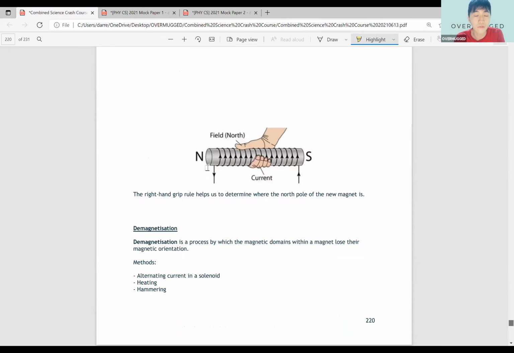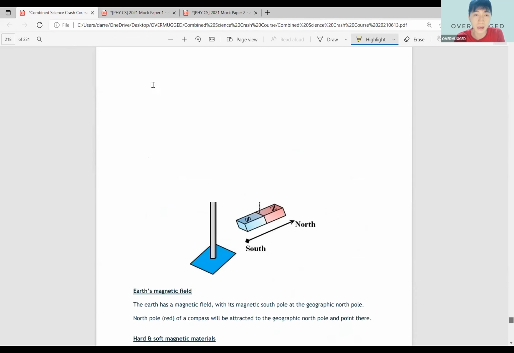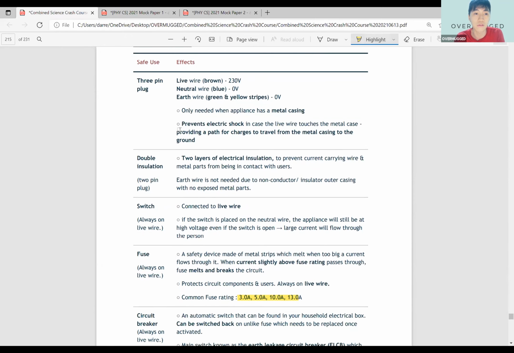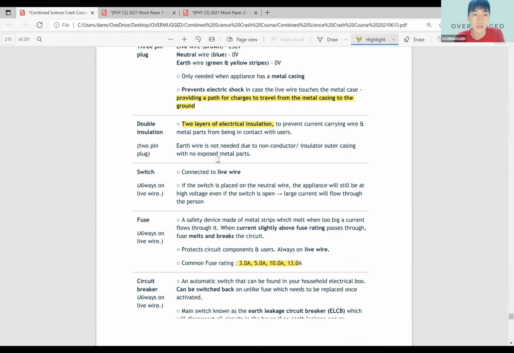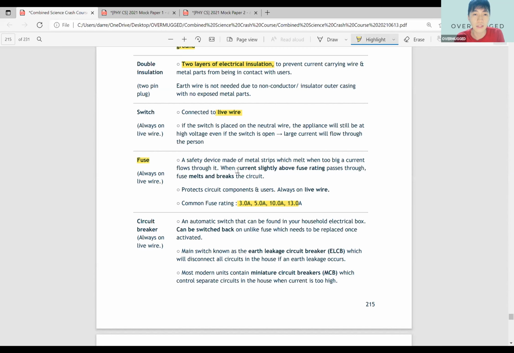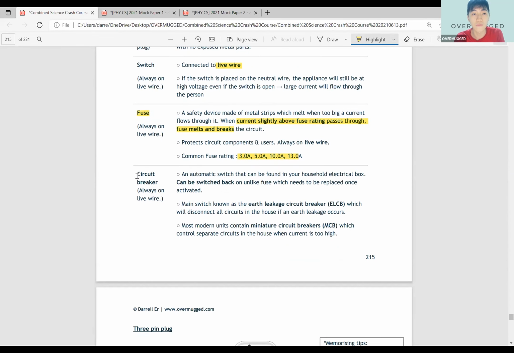Okay, so we have a couple of safety features. The three-pin plug allows a path for charges to travel from the metal casing to the ground. We also have double insulation. The switch, not really, but the fuse, yes, because when current is above the fuse rating, it melts and breaks the circuit, so it protects your components. And obviously there's a circuit breaker, but this one not so much because electromagnetism is removed, so you will not need this as much. But these are the few parts whereby it helps.